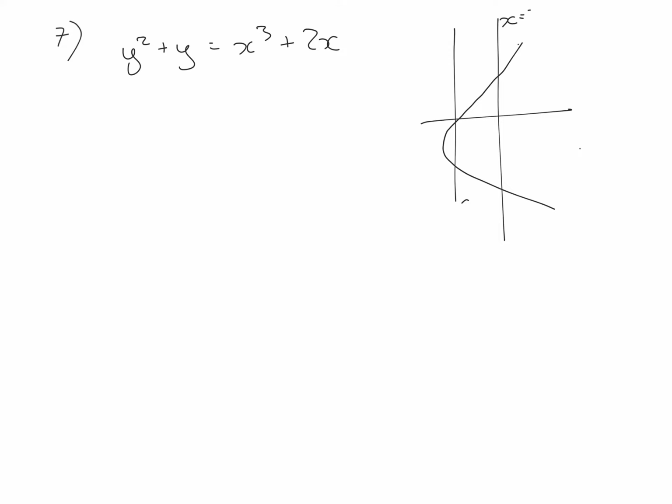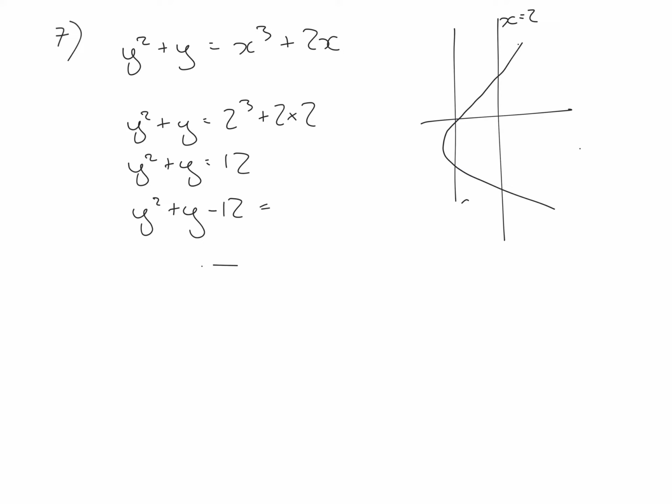Question 7. So we've got y squared plus y equals x cubed plus 2x. And it gives us a little sketch. Let's just do that out. We've got a little line here, x equals 2. First of all, we want to find where they intersect. So when x is 2, that's 2 cubed plus 2 times 2. So we've got y squared plus y equals 8 plus 4 is 12. y squared plus y minus 12 equals 0.